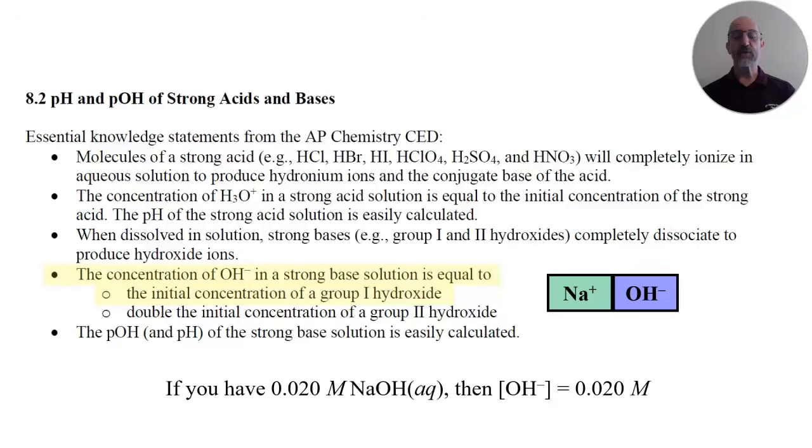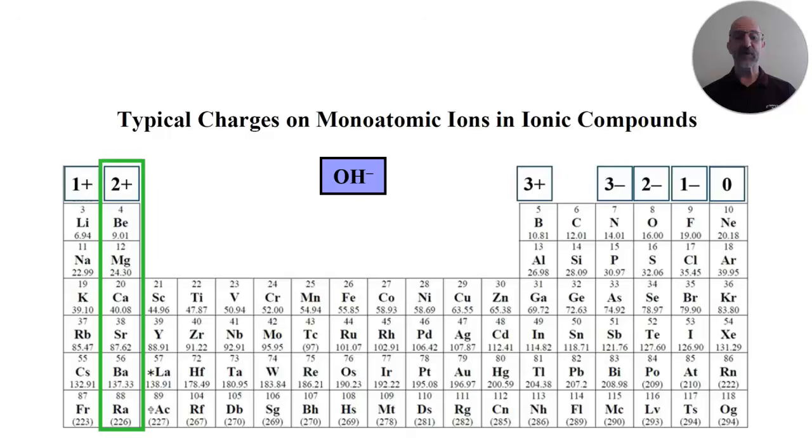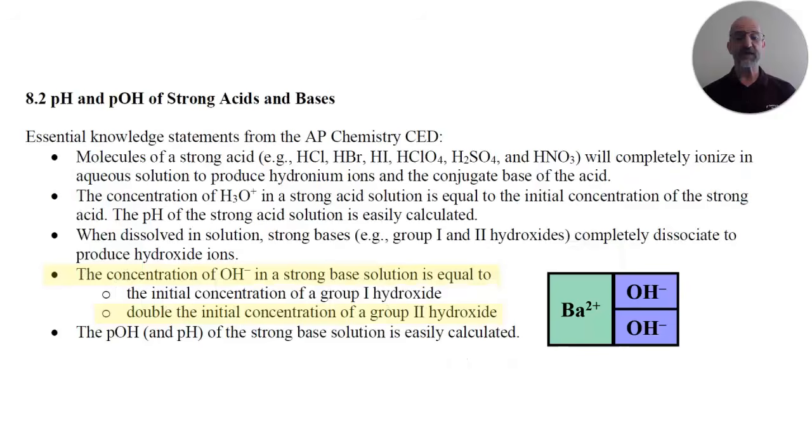Well, what about group 2 hydroxides? As you can see, group 2, that's located here. These are called the alkaline earth metals on the periodic table. So we have examples such as magnesium and calcium and strontium. You can see that there's a 1:2 ratio for that formula of that group 2 hydroxide. So there's magnesium hydroxide, there's calcium hydroxide, strontium hydroxide.